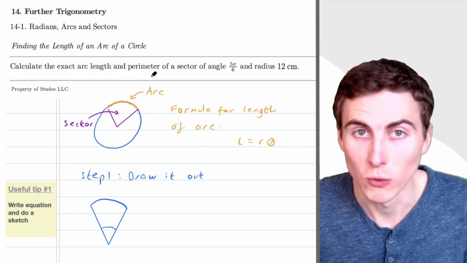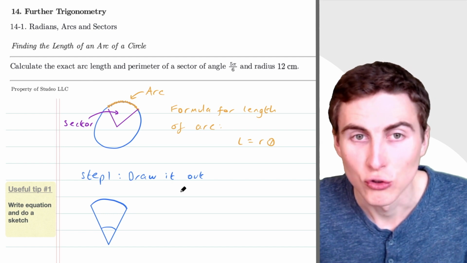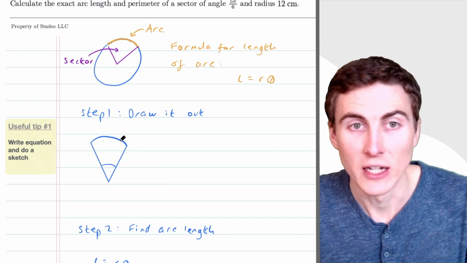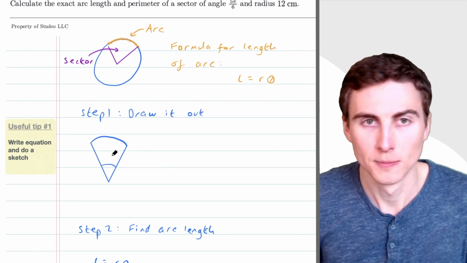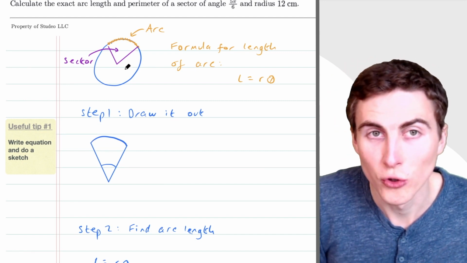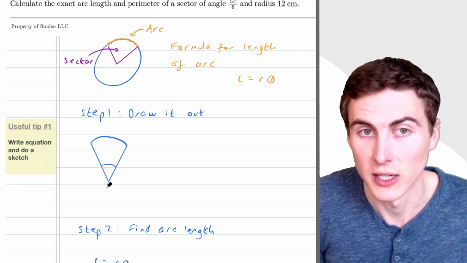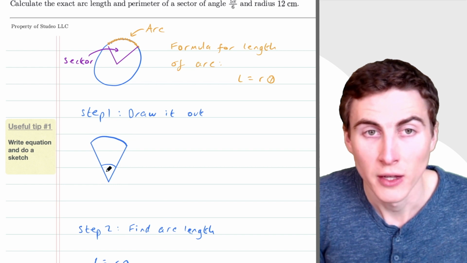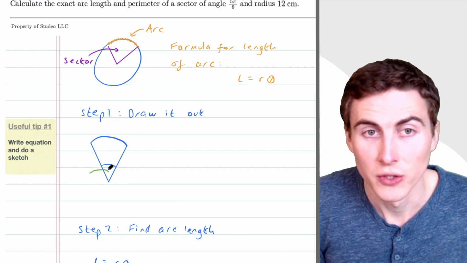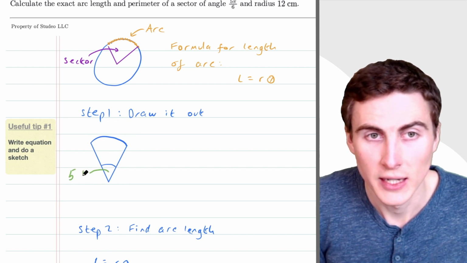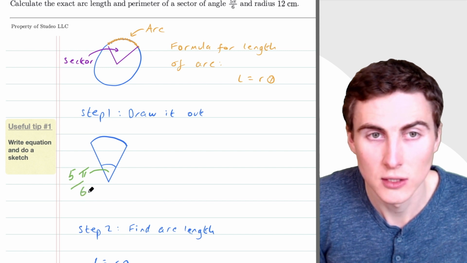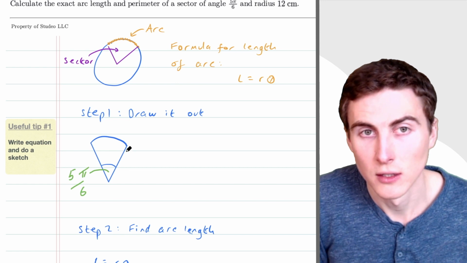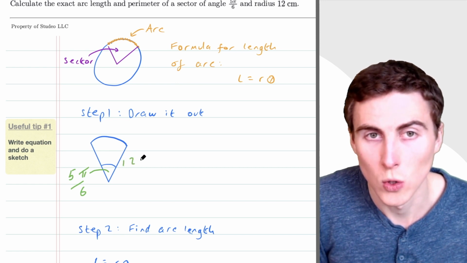So the first thing that we want to do in this question is draw out what we have. So what I've done here is draw out a sector. There was no need to draw the entire circle because we just wanted one sector. So we draw it out, looks a bit like a pizza slice, and then I can label it. So this angle here is 5 pi over 6. And then this length down here is the radius. So this is 12 centimeters.